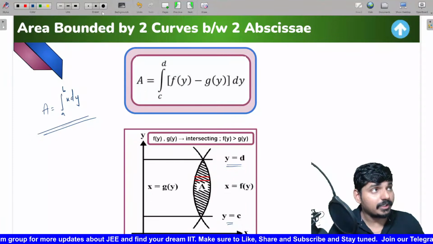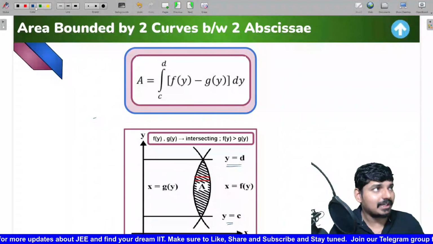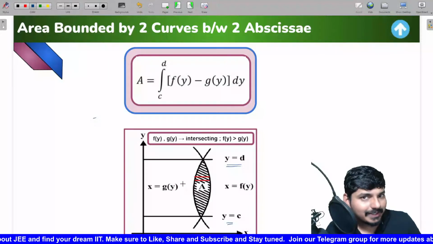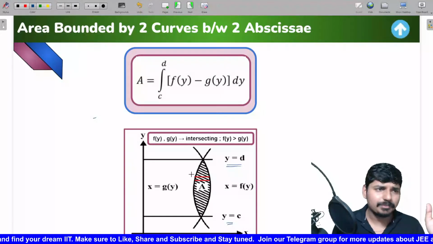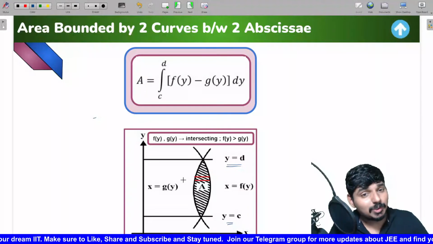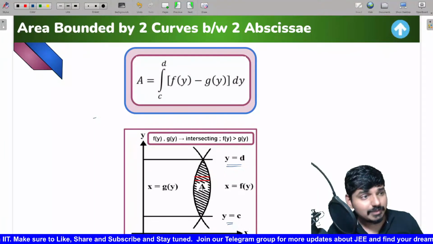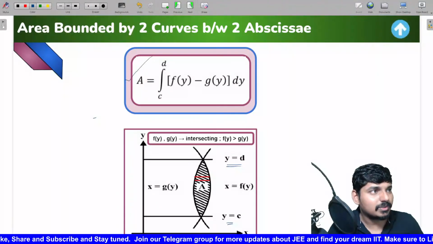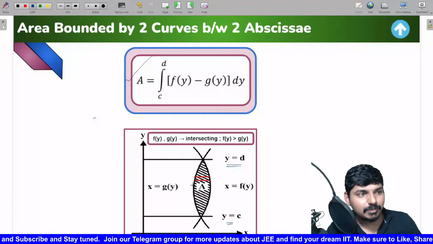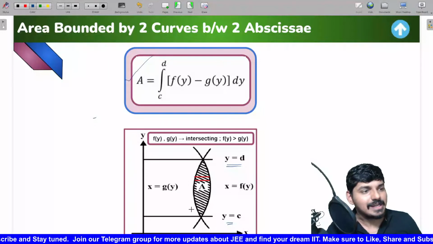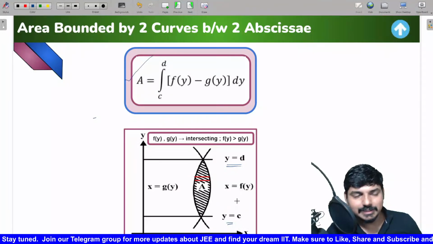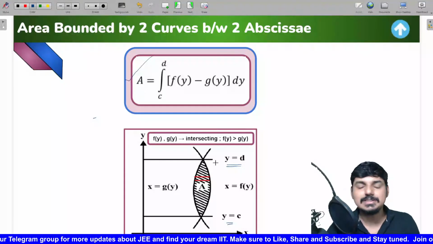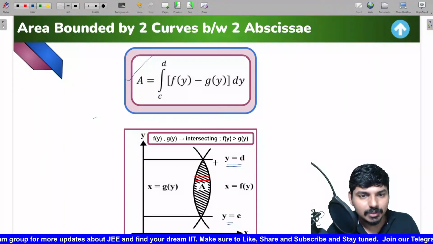Now in place of x, what should you take? Again the same logic, the upper curve minus the lower curve, that is f of y minus g of y into dy. That is going to give you the area bounded between these two curves in the limit y equal to c to y equal to d. So I hope this point is clear for all the students out here.